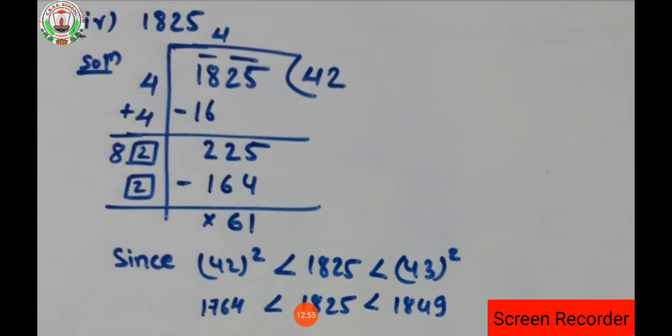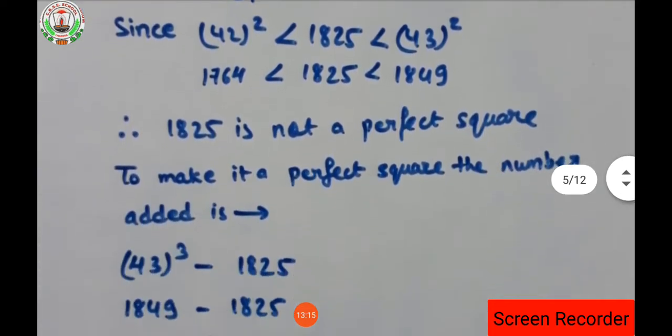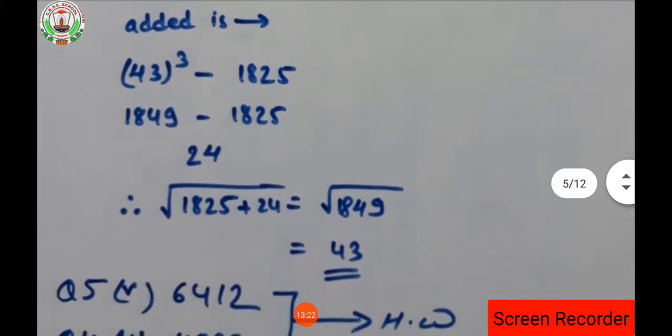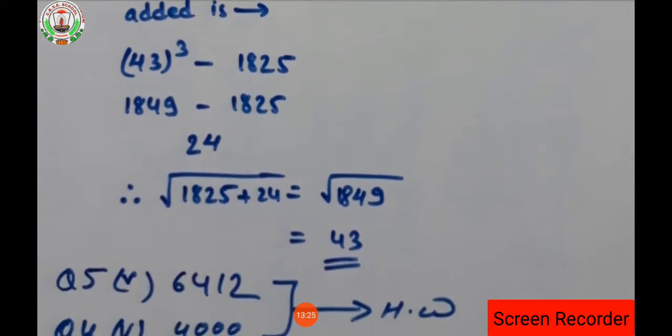Now what will be the remainder here? The remainder is 61. If 61 is the remainder, that means 1825 is not a perfect square, isn't it? So what is the quotient we are having here? The quotient is 42. So 42 square is less than 1825, which is less than 43 square. Okay, so what number do we have to add? That number is 24, which will be added to 1825 to make it a perfect square. So when added, it will become 1849, and the square root of 1849 will be 43.